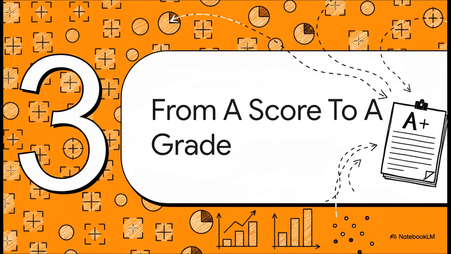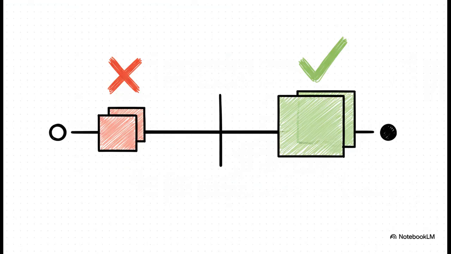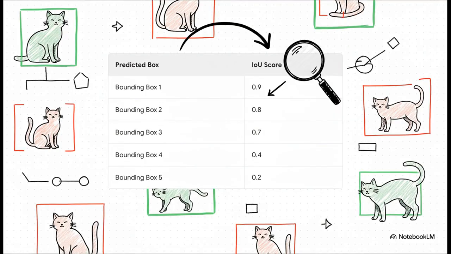Okay, so an IOU score is fantastic for grading one box. But a real-world model makes hundreds, maybe thousands of predictions. So how do we roll up all those individual scores into one final grade for the whole AI? It starts by setting a threshold. We just have to decide on a minimum IOU score to count a prediction as correct. A pretty common number to use is 0.5. So if the IOU is over 0.5, we'll call it a true positive. That's a success. If it's under 0.5, it's a false positive. The AI messed up.